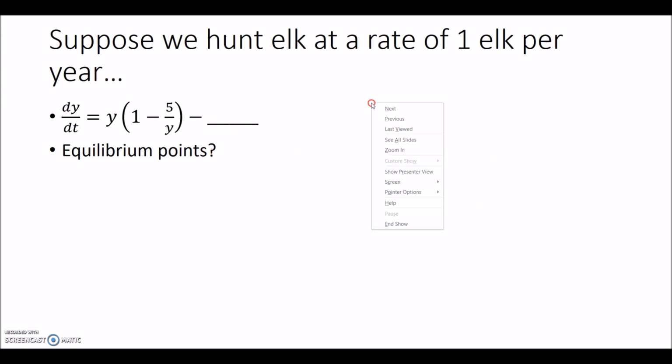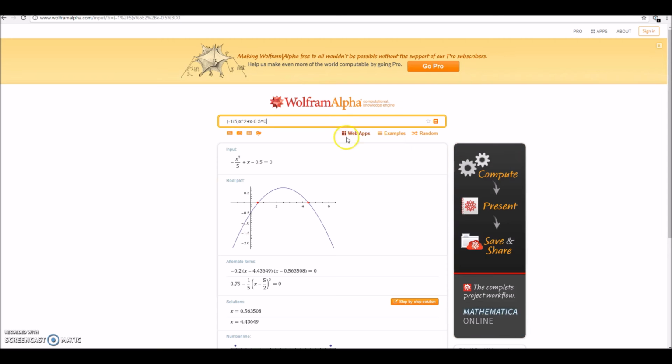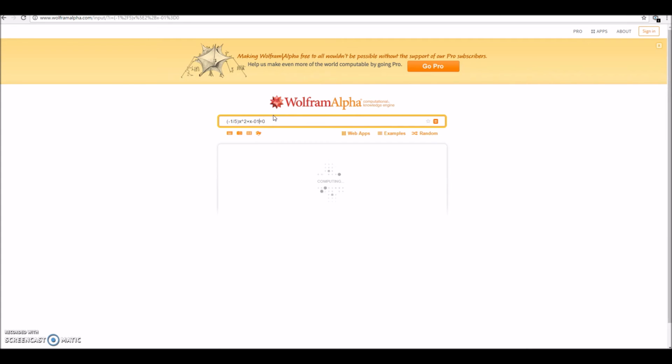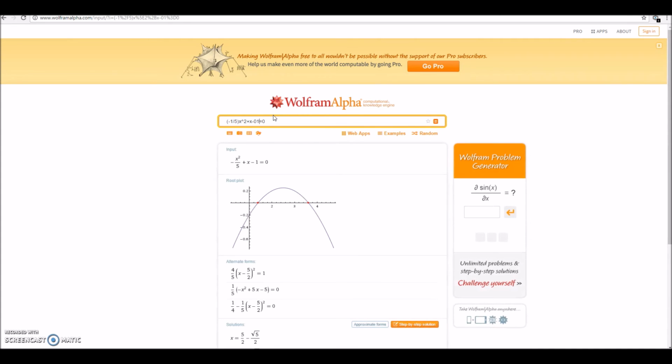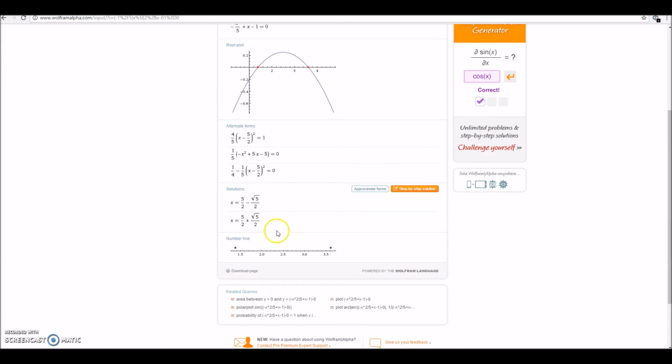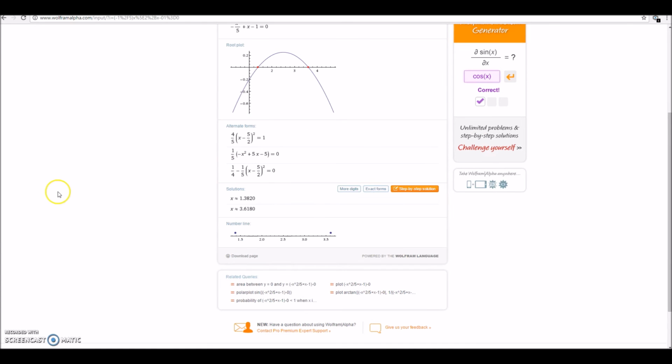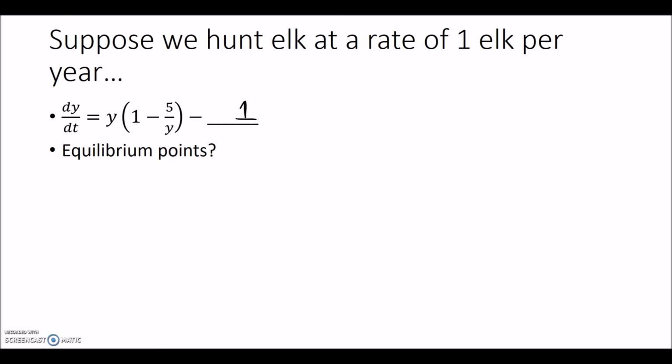So we might already have a speculation that as we harvest more, maybe those equilibrium points come together even more. And let me set this to be 1 now, because now we're going to assume we're harvesting 1 elk per year. So I'll come over here, and I'll set this to 1. I have -0.1, but that's fine. And now I get 2 solutions, and I'll click approximate form here, and I get 1.3, 1.4, and 3.6. So y equals 1.4 and y equals 3.6.